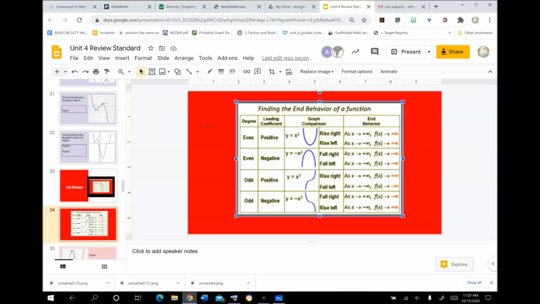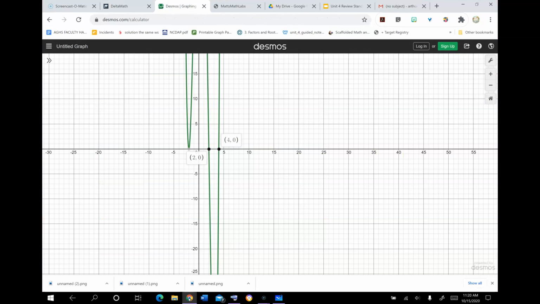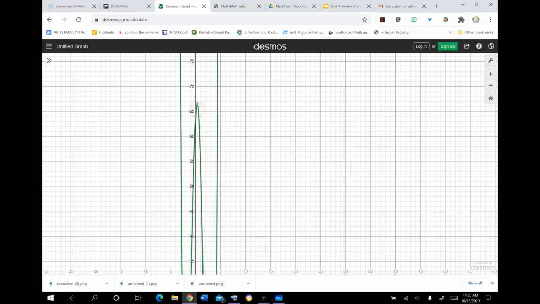Y-intercept, go to your graph. Find your y-intercept. Did I ask for the y-coordinate? No, I said y-intercept. If I ask for y-intercept, that means I want the whole coordinate. So there it is. My y-intercept is (0, 64).